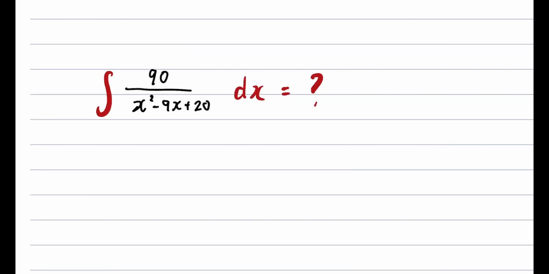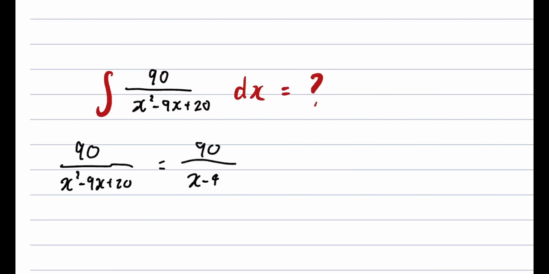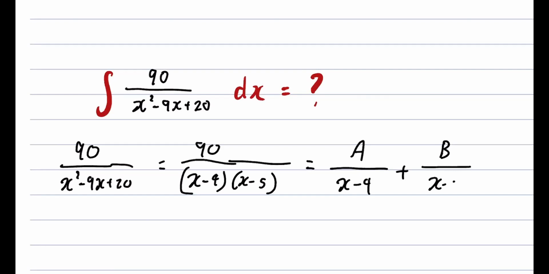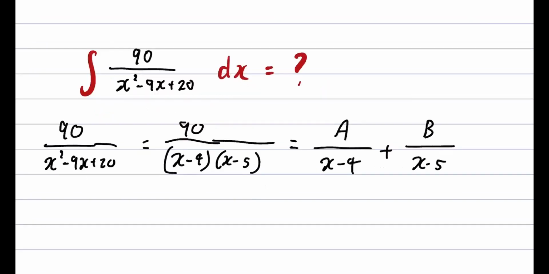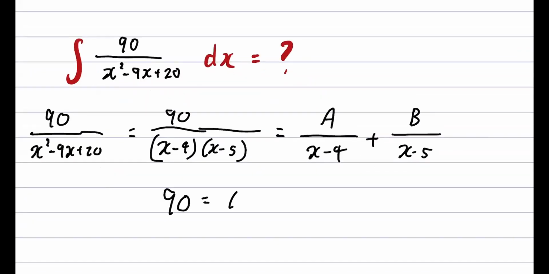So here we are trying to figure out what is the integral of this guy here. So I will do partial fractions first. So let's say 90 over x squared minus 9x plus 20. We factorize it as 90 over x minus 4 times x minus 5. So in that case, we can write it as a over x minus 4 plus b over x minus 5. Multiplying throughout by x minus 4, x minus 5, we get 90 equals a times x minus 5 plus b times x minus 4.